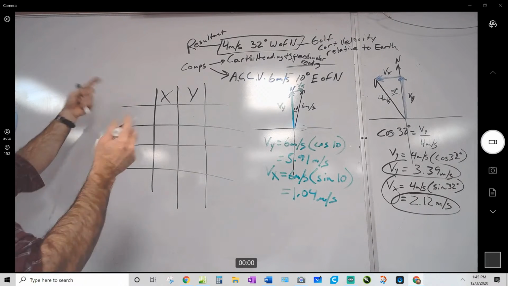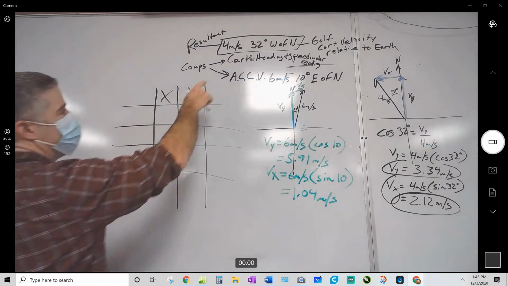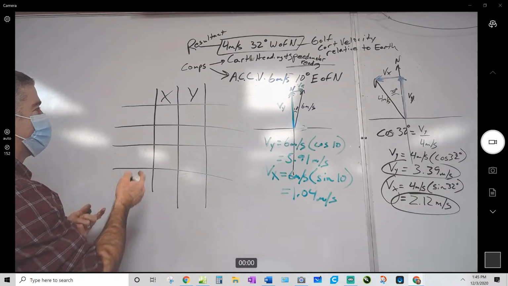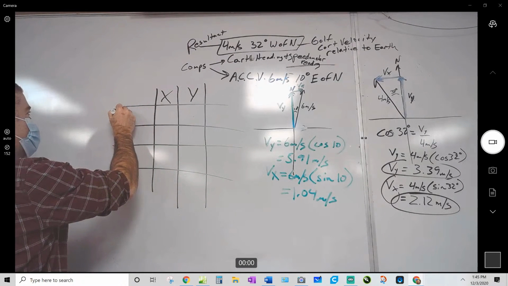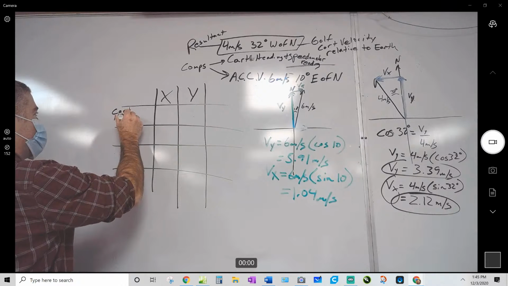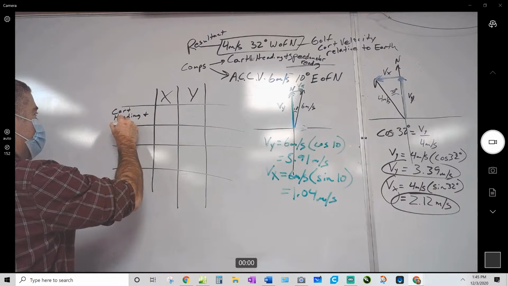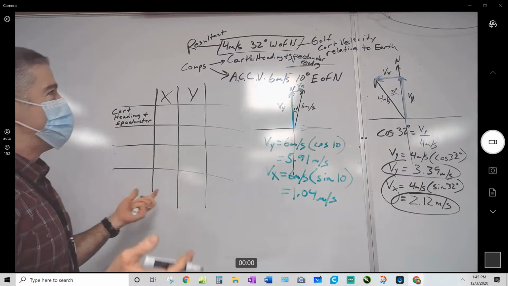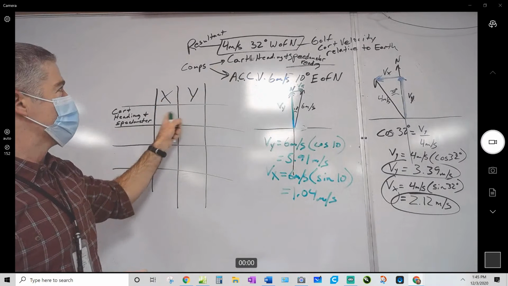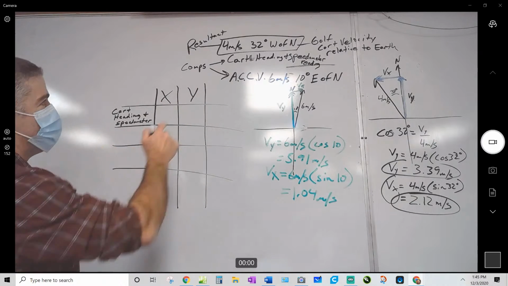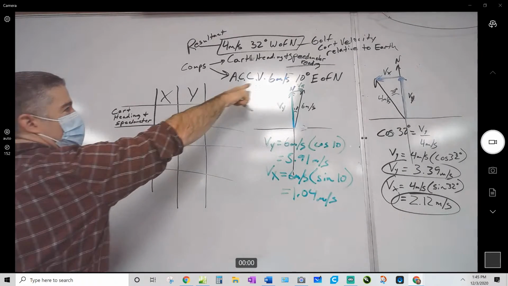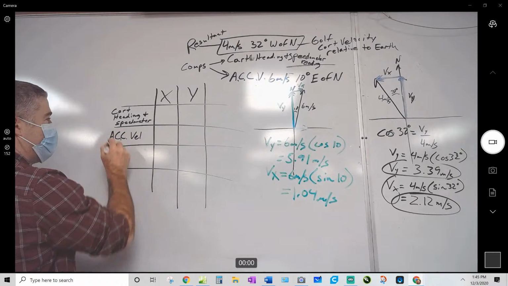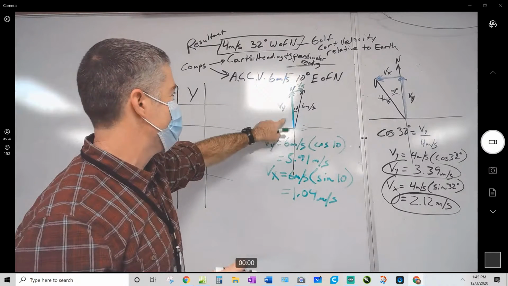I could put them in either order. The one component vector is the cart heading and speedometer reading. I'll write it first: cart, heading, and speedometer. I don't have any information for that though, so this has got to be blank. This is the thing we're looking for, the unknown that we're missing. The other component of that is the aircraft carrier velocity.